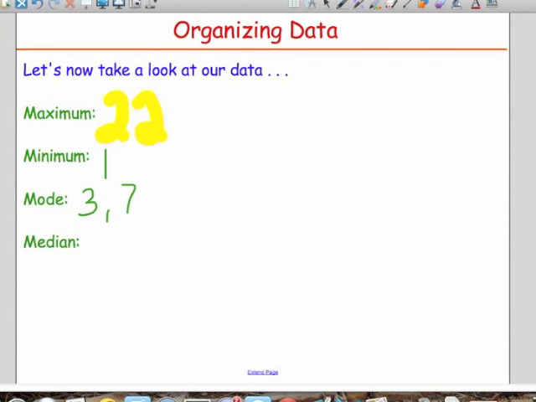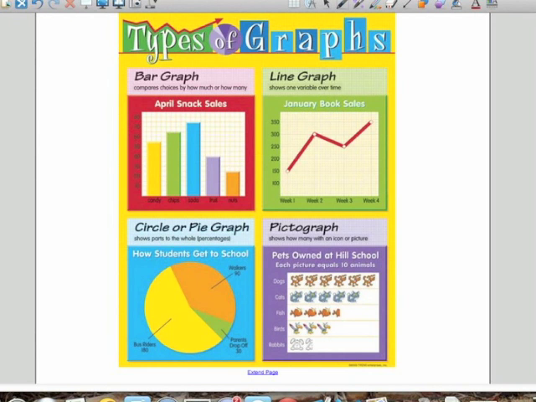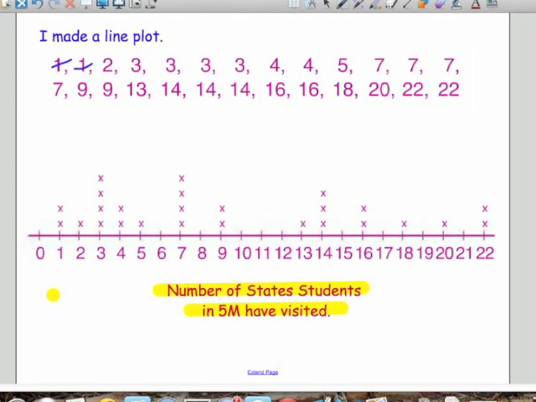Okay, and the last part I want you to look at is the median. The median is our middle number. Now the median is kind of tricky because we're only going to want to look at the numbers that are here. So you can do it down here on our plot if you just look at the numbers that have X's above them, but it's really hard to kind of cross them out one at a time.